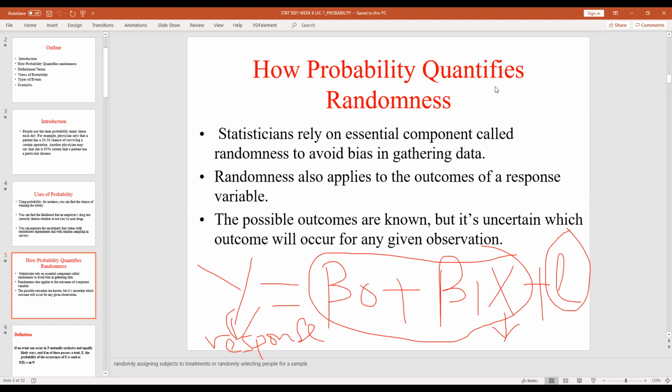Those assumptions talk about one of them: the probability distribution of the random components. That is the probability distribution of the error term. Knowing the probability distribution of the error term will enable us to quantify the randomness that we talk about. These are what I'm going to walk you through in the subsequent lecture. All I'm trying to tell you right now is how probability can be used to quantify randomness.